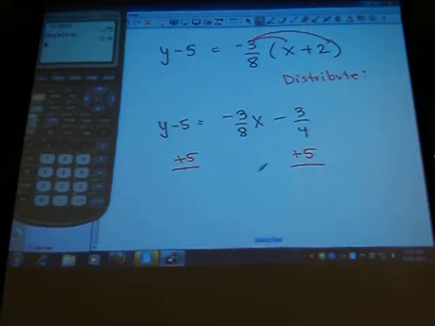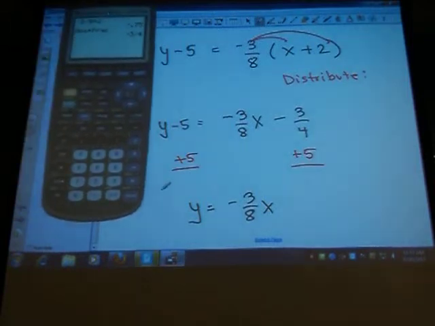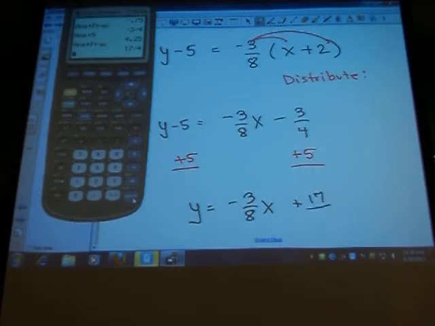So I want to leave negative 3/8 x alone, and then I want to add negative 3/4, or plus 5. I already have negative 3/4 in my calculator. I want to add 5 to that, and I get 4.25, which is 4 1/4. Change that to an improper fraction. That is 17/4.